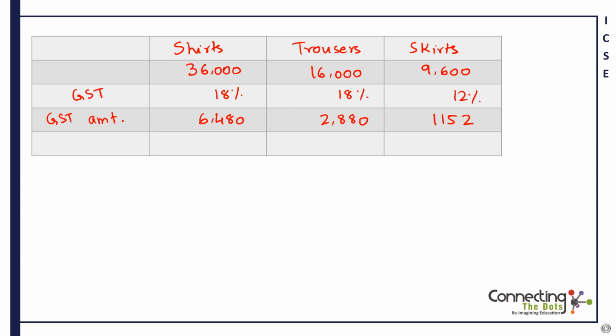So by adding these three numbers, we get the total GST amount. So total GST will be the sum of those three amounts, and that is equal to 10,512. Of course, that is rupees. And you can add the total GST amount to the selling price and get the total bill amount.